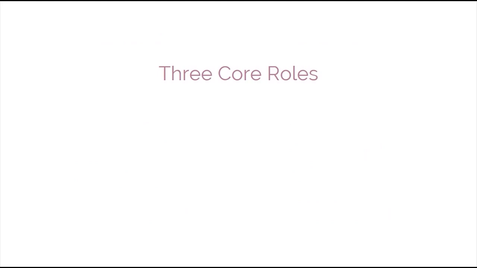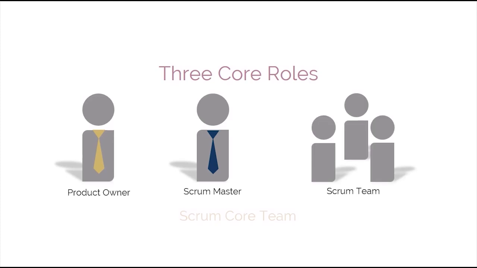You'll remember that those 3 roles are the Product Owner, the Scrum Master, and the Scrum Team. So let's get started and break down each of these roles so that you understand what they're all about.